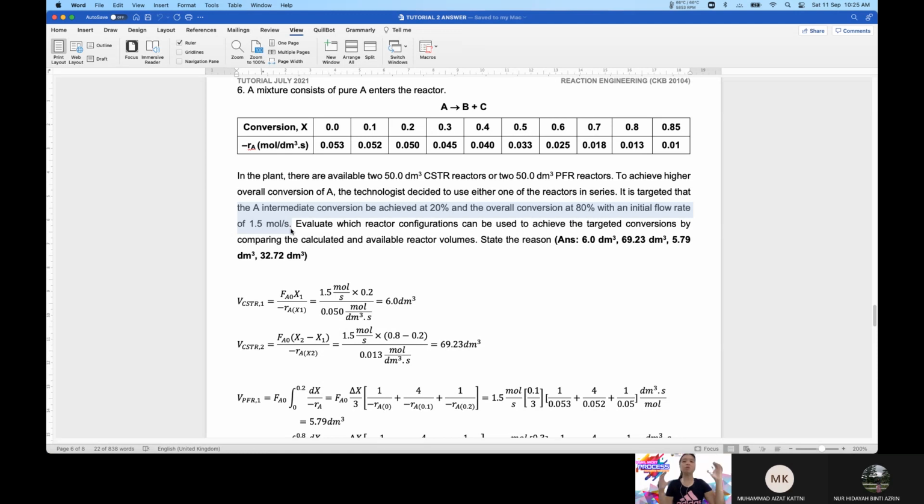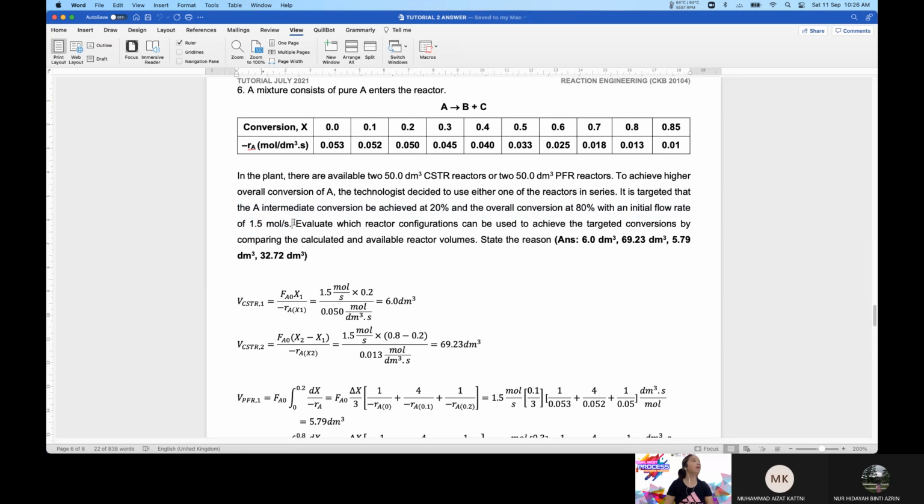Reaktor apa yang kita nak guna, boundaries ni mesti dicapai dan flow rate dia mesti 1.5 mol per second. Mol per second, mol per time, molar flow rate. So dalam kes ni FA0 terus diberi 1.5. So dia ada 3 syarat. First, molar flow rate mesti 1.5. FA0 1.5. Boundary kedua, X1 reaktor pertama mesti capai 20%. Boundary ketiga, second reactor tu mesti capai 80%. Okay, so benda tiga ni kita tak boleh compromise dalam pengiraan kita.